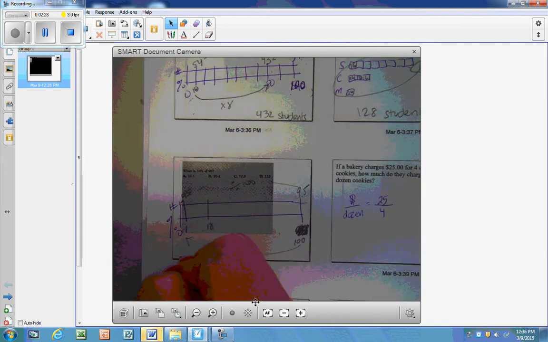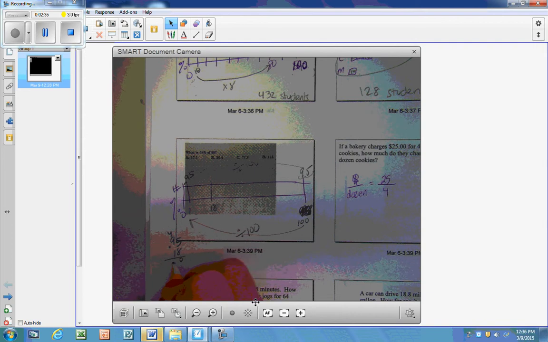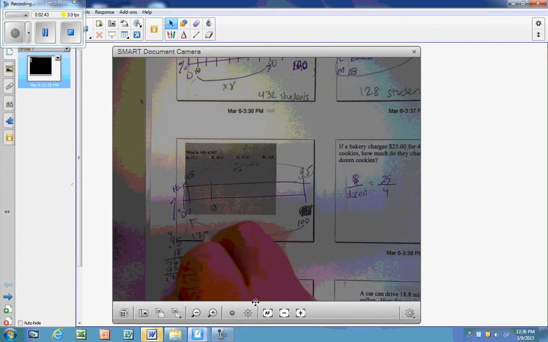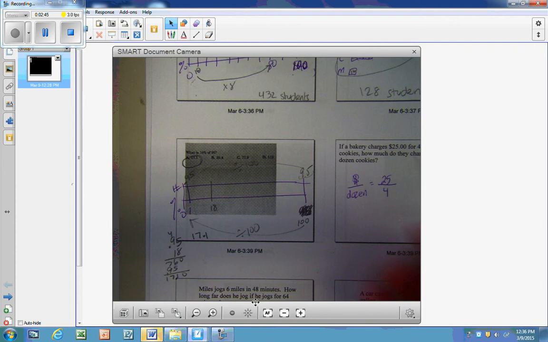So 0.95 times 18 is 17.1. And that would be choice A. Okay, remember with multiple choice, you always have to show your work.